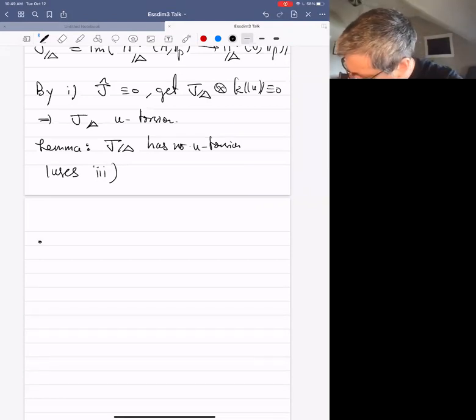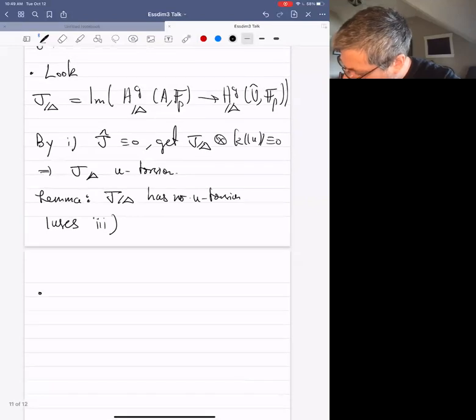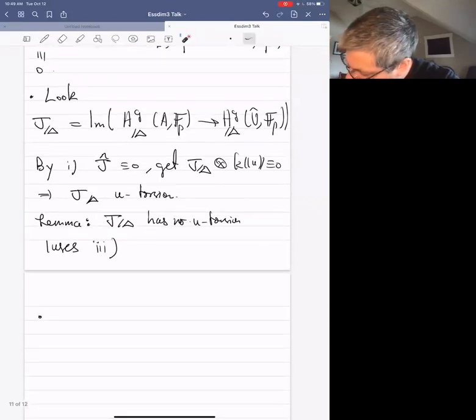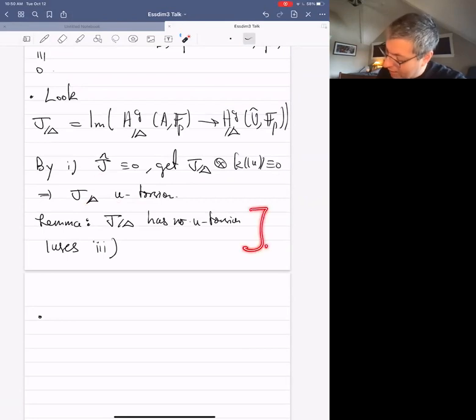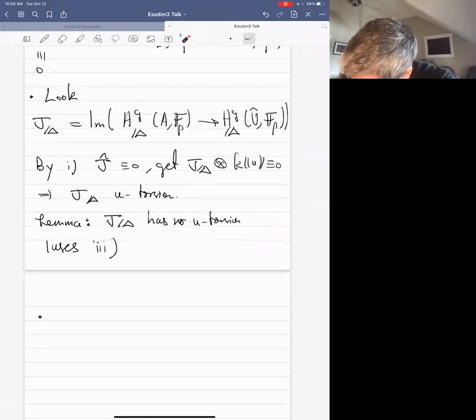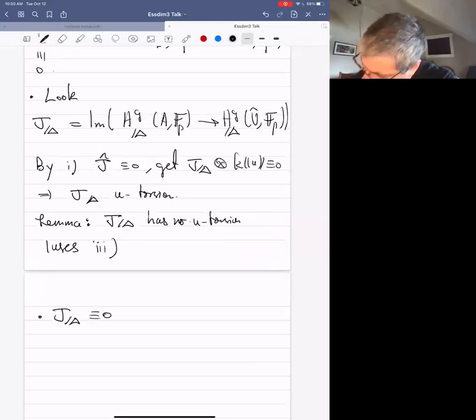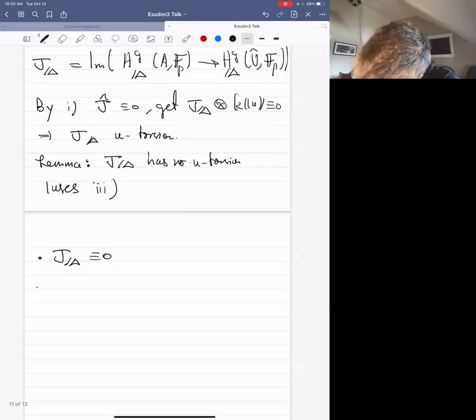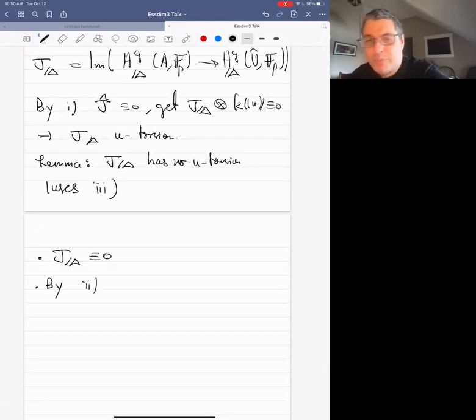So since J delta has no torsion, the argument was this: J hat is 0, and J delta, when I invert U, is related to J hat. So this tells me that when I invert U, the J delta becomes 0. Therefore, all the elements are U torsion. But in fact, this lemma says there is no U torsion. So I get that J delta is 0. Okay, but now I'm going to use 2. Remember, 2 was the relationship with de Rham cohomology.